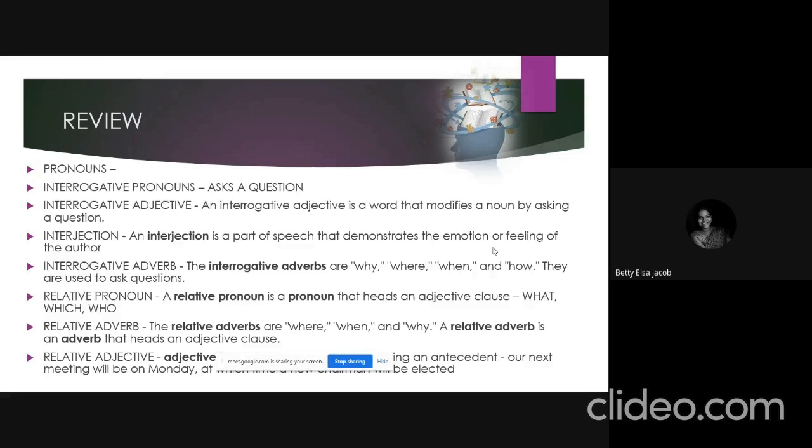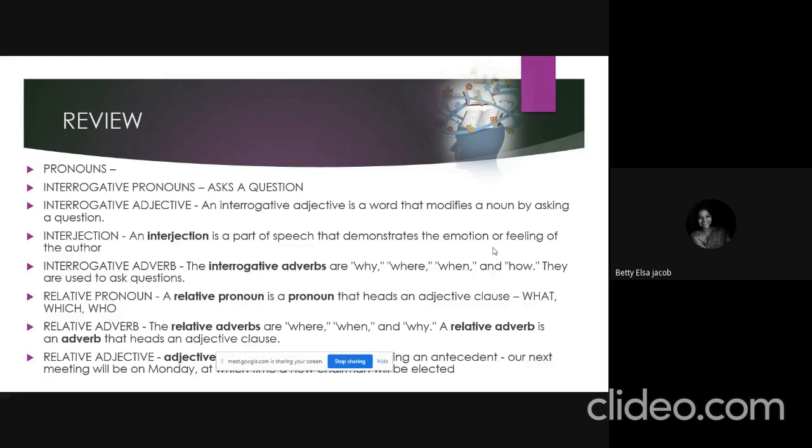Now, an interrogative adjective is a word that modifies a noun by asking a question. For example, you can ask, what is the name of your friend? Now, in this question, what is an interrogative pronoun, because the answer that you get is a noun. So, what substitutes a noun.